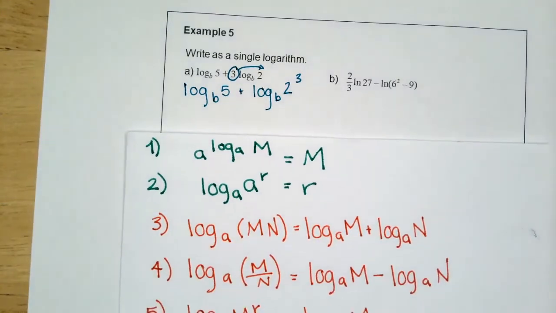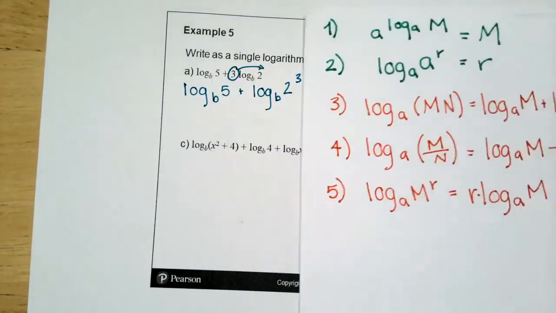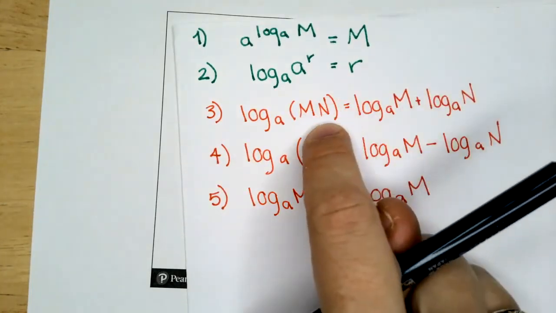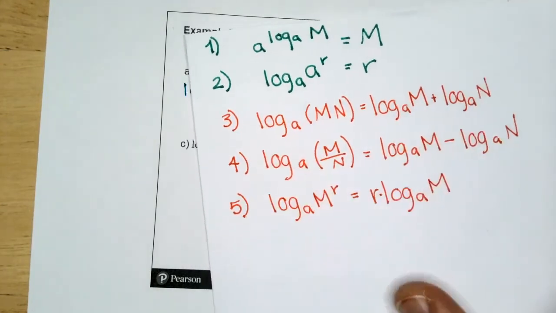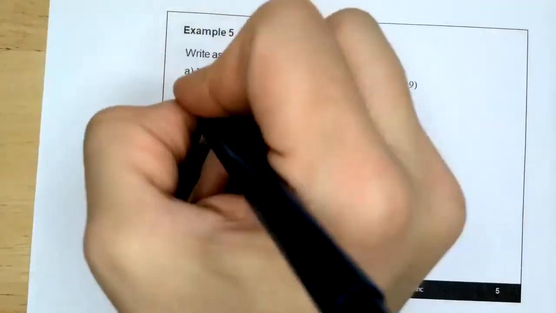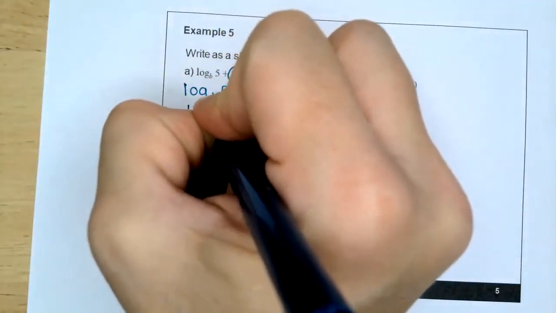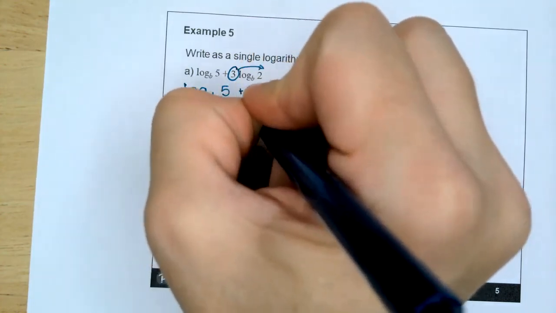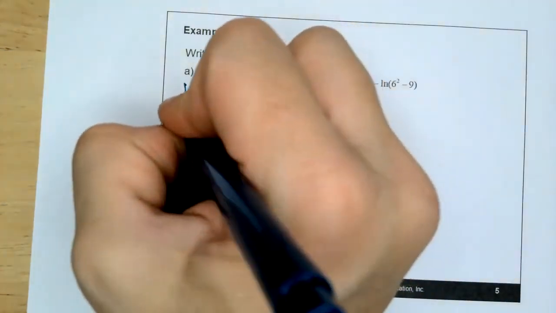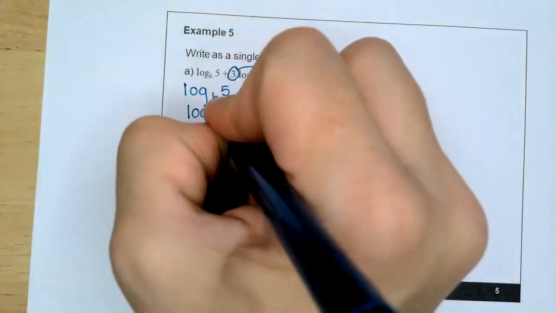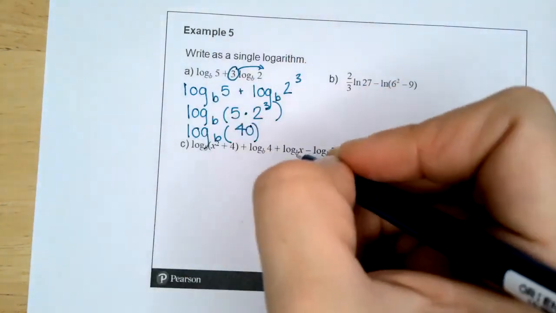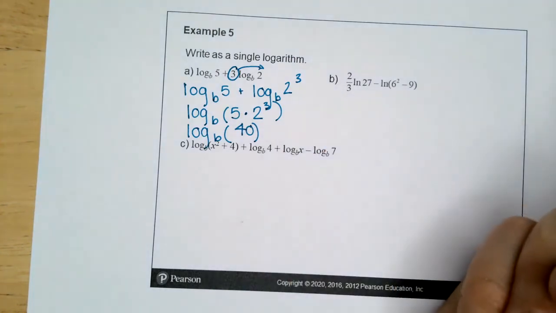Good. If I'm adding these two together and I want to condense it, that means I'm going to multiply them and put them both under one log. So log base b of 5 times 2 to the 3rd. Good. And then I just do my math. 2 to the third is 8. 5 times 8 is 40. So my final answer is log base b of 40.